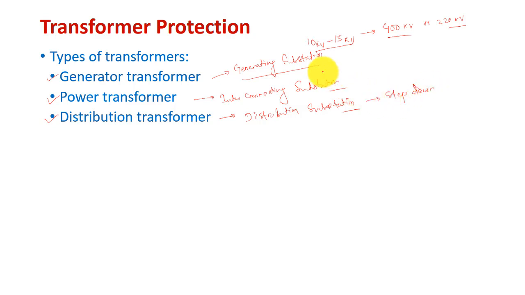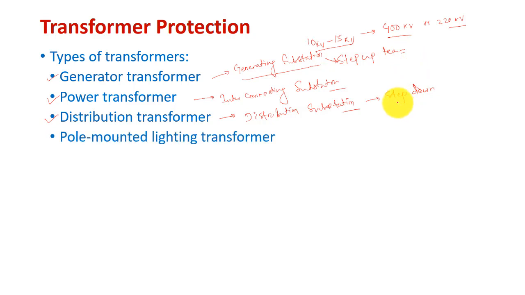This is unlike the generator transformer, which is always a step up transformer. The generator transformer is your step up transformer, but the distribution transformer is a step down transformer. Similarly, there are other transformers we call pole mounted lighting transformer. This is also a distribution transformer. This is generally used in a low voltage distribution system, used in the low voltage network.